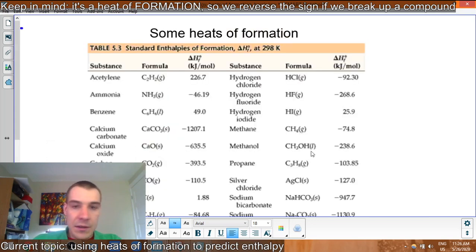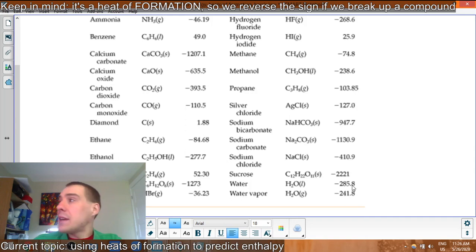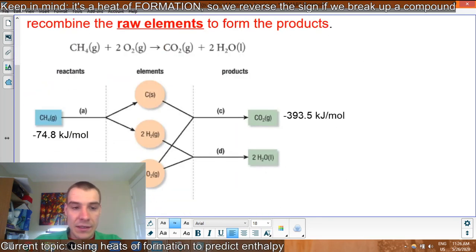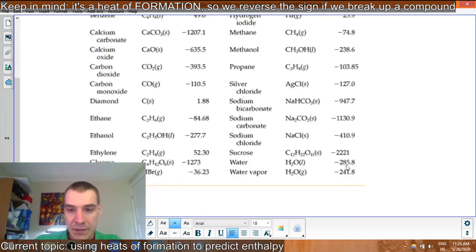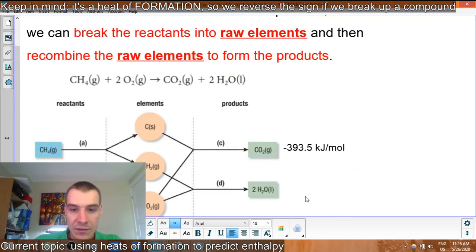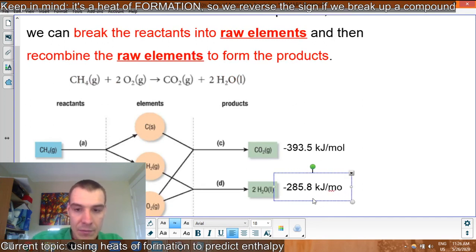And the water, minus 285.8 kilojoules per mole. Note that it's liquid water, right? If it was gas phase water, we'd use 241.8 kilojoules per mole. It's different depending on what state it's in. This water is liquid water, so we're going to grab our liquid water, minus 285.8 kilojoules per mole.